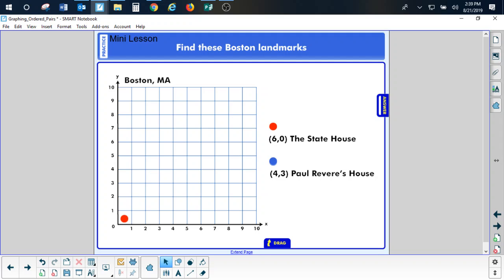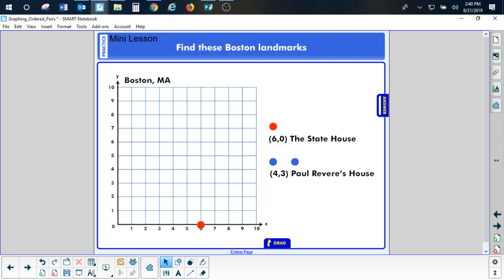We have the dot. We want to start off at the origin, which is the point 0, 0, and it tells us to move to the right 6 units. That's our x coordinate. So 1, 2, 3, 4, 5, 6 units to the right, and then it tells us to move up 0 units because that's our y coordinate. So we're going to move up 0. We're actually just going to leave it right where it is. So that is the point 6, 0, 6 units to the right, 0 units up.